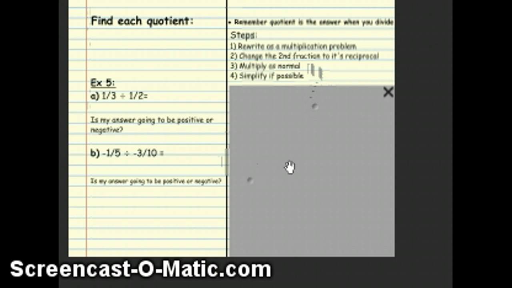So, example 5, we're going to take 1/3 divided by 1/2. First you want to ask yourself, is my answer going to be positive or negative? I'm sure Emily knows this. We've got a positive divided by a positive, so yes, Emily, you are correct. It is going to be positive.